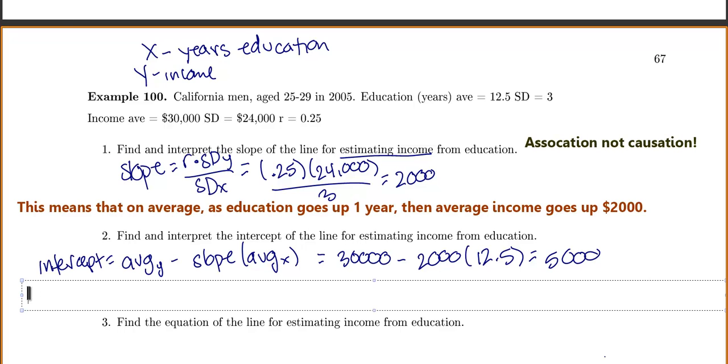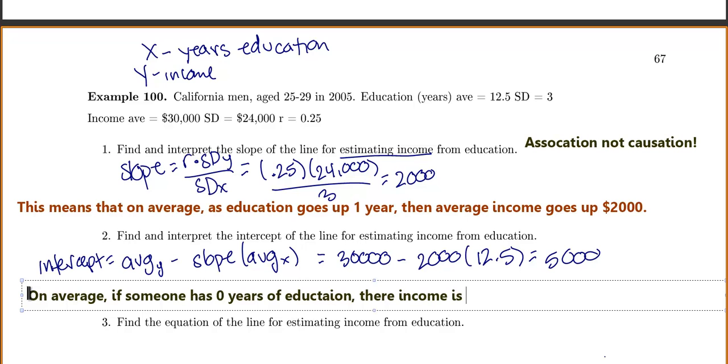Now what does this mean? What is our interpretation? The intercept says, if x is 0, what is y? So on average, if someone has 0 years of education, their income is $5,000.